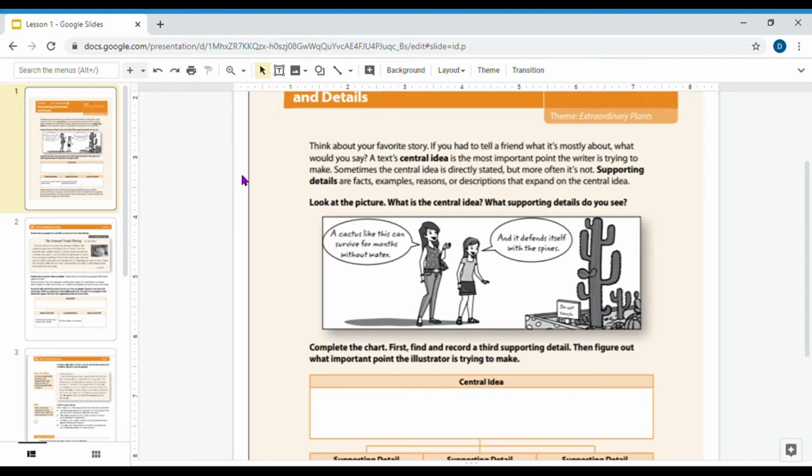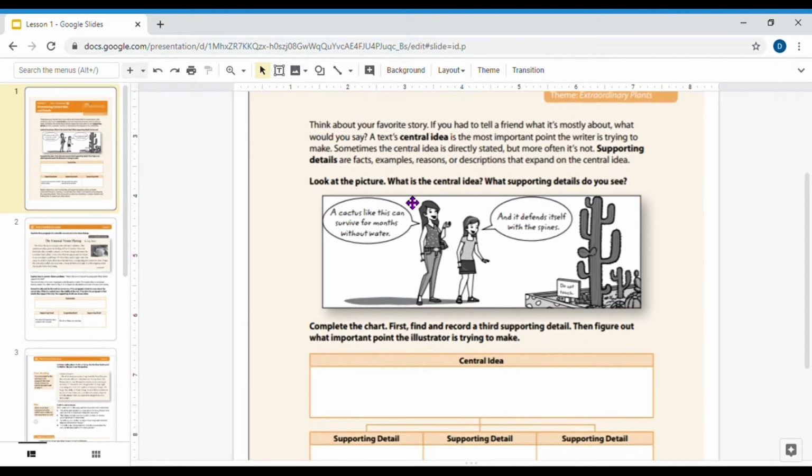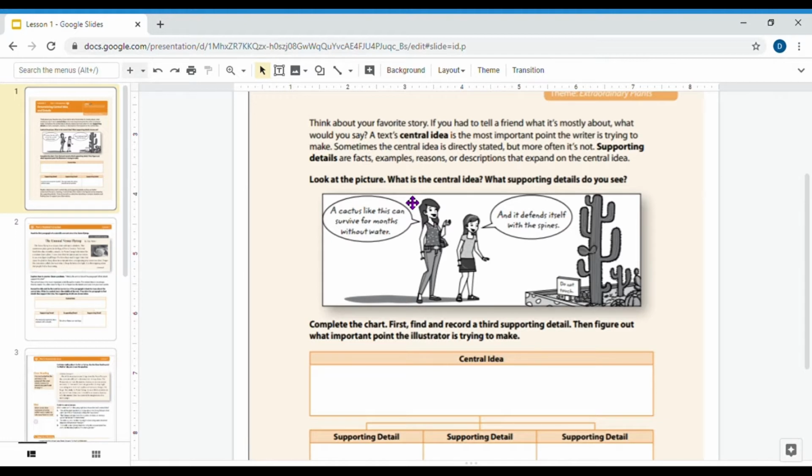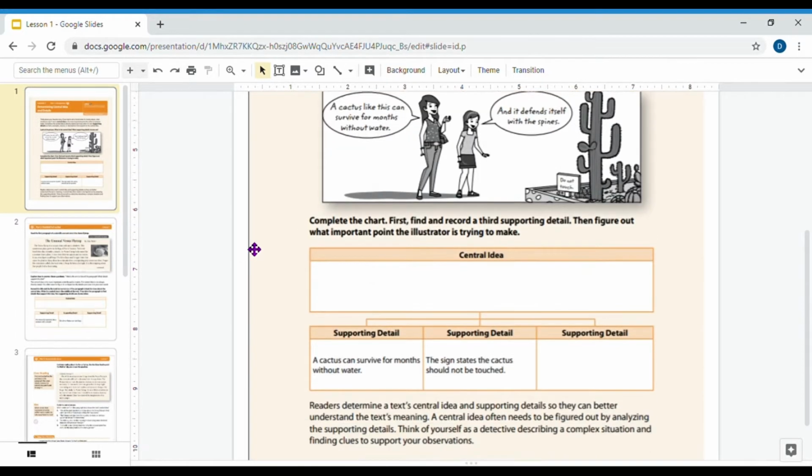So as we look at this picture, we're looking at what we think the central idea is, and then what is a supporting detail that we see? It looks like a mom and a daughter, and the mom says, a cactus like this can survive for months without water. And then the daughter says, and it defends itself with the spines. So we have to complete our chart. First, find and record the third supporting detail, and then figure out what the important point is that the illustrator is trying to make. So let's see what the supporting details are.